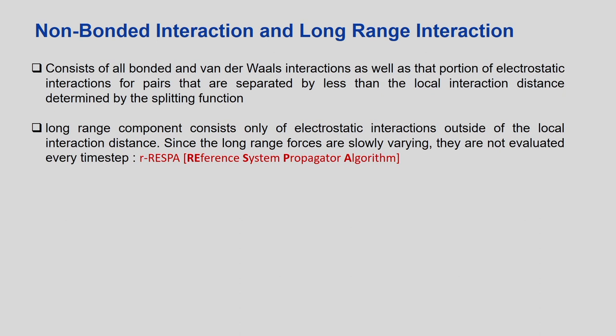So, it will consist of all the bonded and van der Waals interaction as well as that portion of electrostatic interaction for pairs that are separated by less than the local interaction distance by the splitting function. So, the long range component consists only of the electrostatic interaction outside of the local interaction distance. Since the long range forces are slowly varying, they are not evaluated every time step. One of the algorithms available in the packages is RESPA, the reference system propagator algorithm.